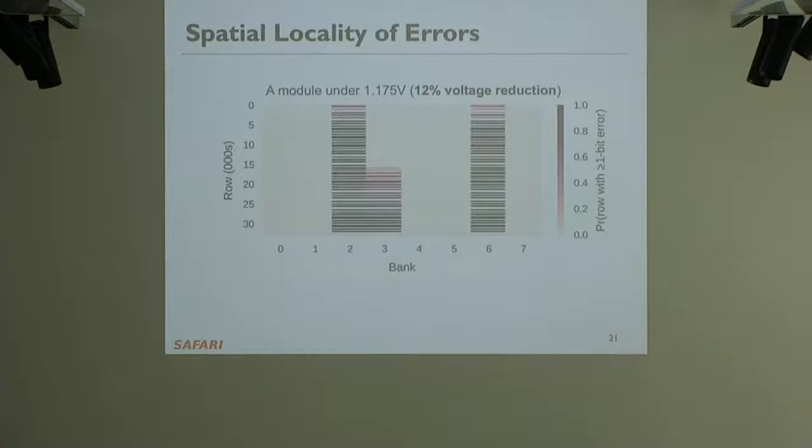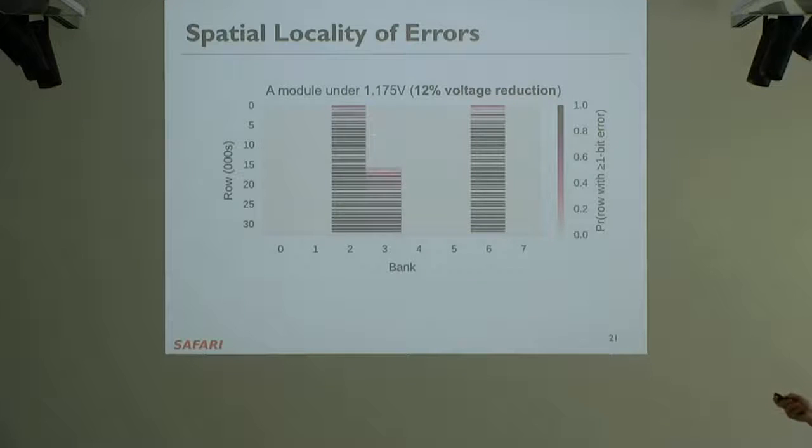There's a lot more detail in the paper in terms of how data patterns affect this, how temperature affects this. If you're interested, you can read this paper also. Okay, and this is also interesting. This shows the spatial locality of errors. So this is one module at some voltage reduction. And this shows the distribution of errors in different banks and different rows. And you see that there's a significant spatial variation in the errors. So this is the probability of a row with greater than or equal to 1 bit error, more than 1 bit error, as you can see.